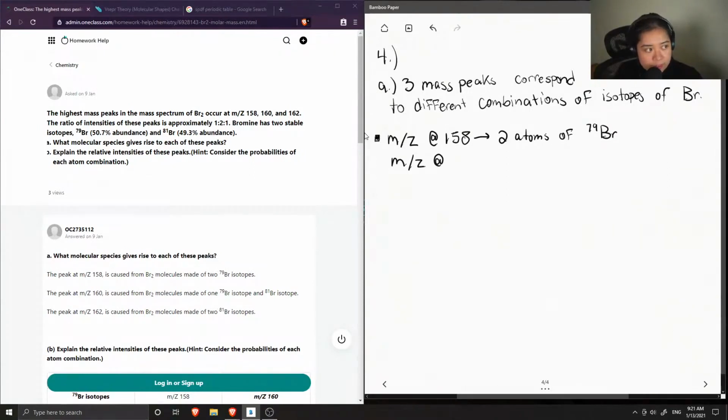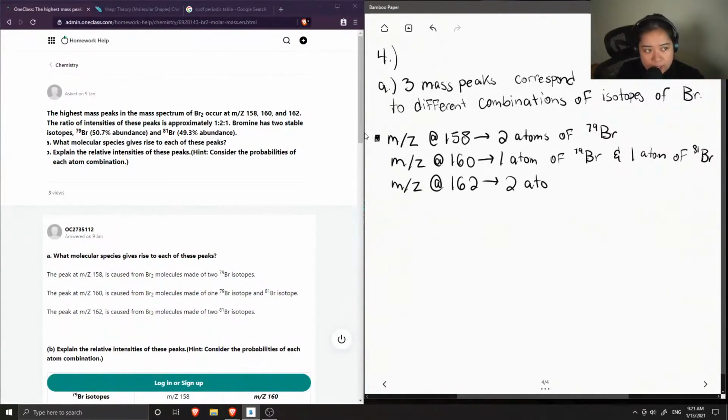Similarly, we can do the same thing for the second peak at 160. This can be a combination of one atom of the bromine 79 and one atom of the bromine 81. And lastly, when we have the mass peak at 162, this can be the two atoms of bromine 81. So 81 times 2 is 162. Okay, so these are all the different peaks.